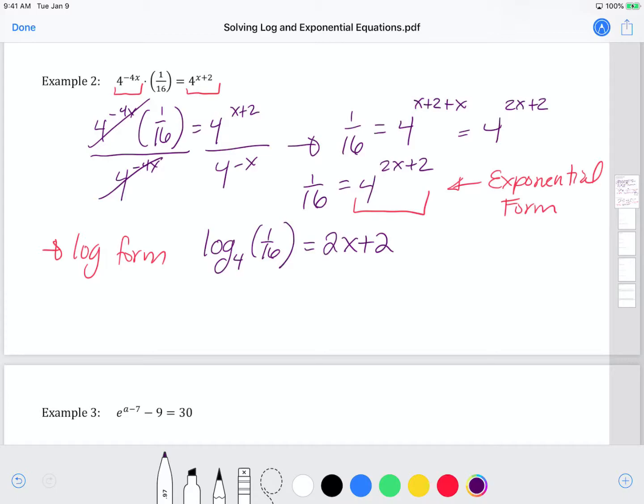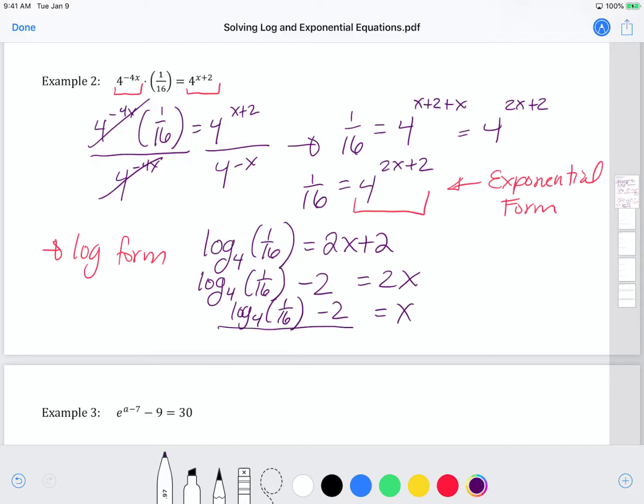Now, to finish solving for x, I subtract 2 from both sides and divide both sides by 2. So my final answer is going to be log base 4 of 1/16. Then I take that answer and subtract 2, and then I take that answer and divide by 2. So this is my exact answer. And then if I want to put it in a decimal approximation, I can put it in on my calculator. And then once I get that decimal approximation, I can also use that to plug it into my original equation and check to make sure that it works.